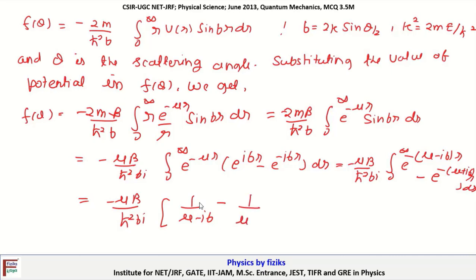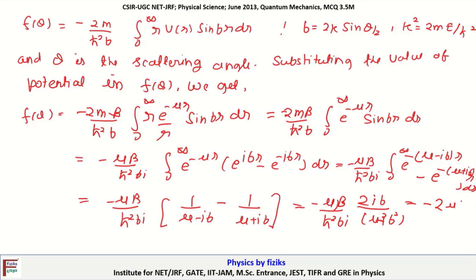which equals minus m beta by h cross square b i into 2 i b divided by mu square plus b square. Sorry, this term is m, I have wrongly written mu. So here it is minus 2 m beta divided by h cross square (mu square plus b square).